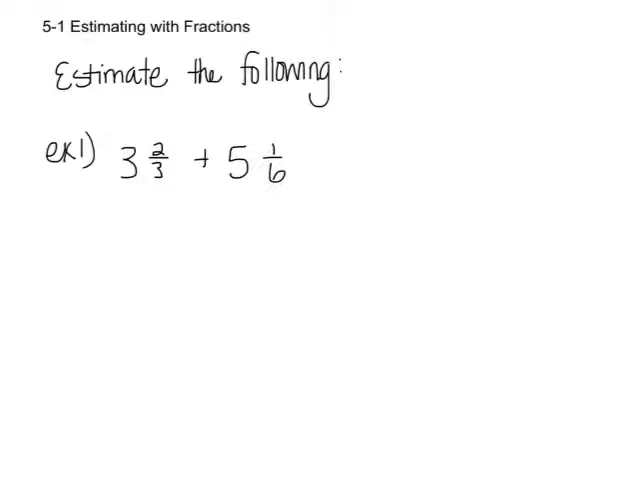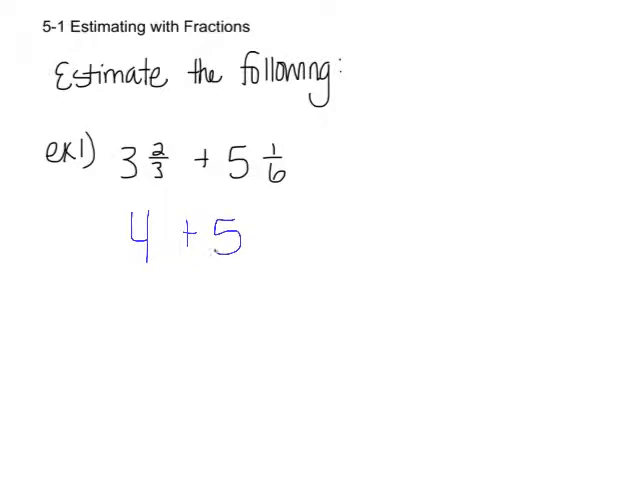I have 3 2/3 plus 5 1/6. So I need to think, okay, if I had 3 2/3, what is that number about? It's obviously more than 3. So is it closer to 3 or is it closer to 4? 3 2/3 would round to 4. And then 5 1/6, well, is that 1/6 closer to 6 or is it closer to 5? And so we would round that to 5.